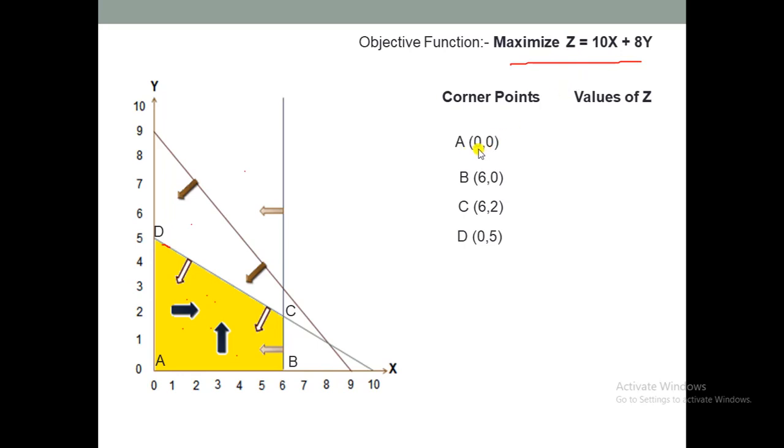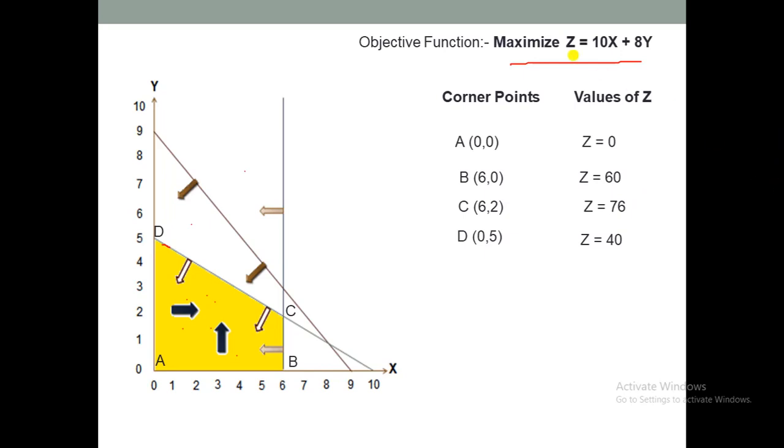Once I put x 0, y 0, the value of z is 0. When I put x equal to 6, y equal to 0, 10 into 6 is 60. The third coordinate is 6 comma 2, so x equal to 6, y equal to 2: 10 into 6 is 60, plus 8 into 2 is 16, so it is 76. When I put 0 and 5, x equal to 0 means 10x is 0, and 8y means 8 into 5, which is 40. So for these four coordinates we get four different values of z.